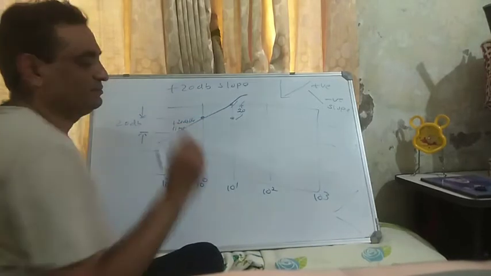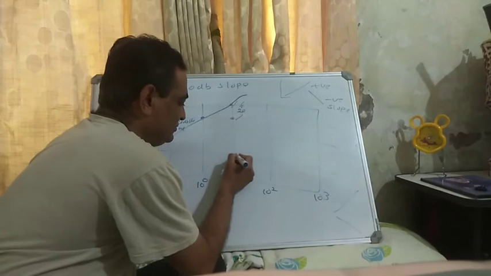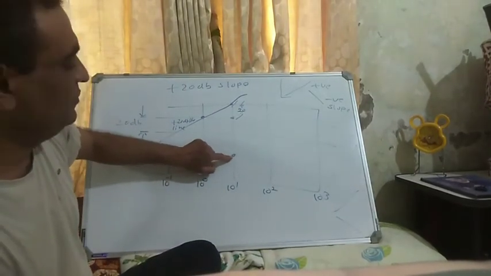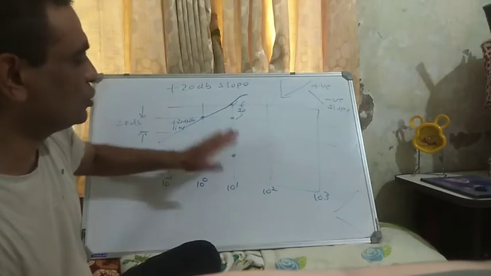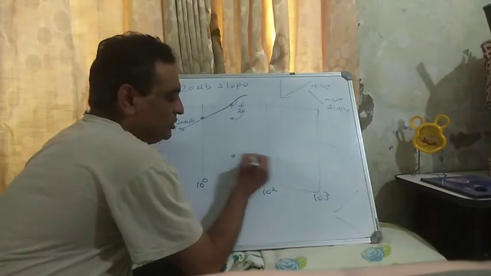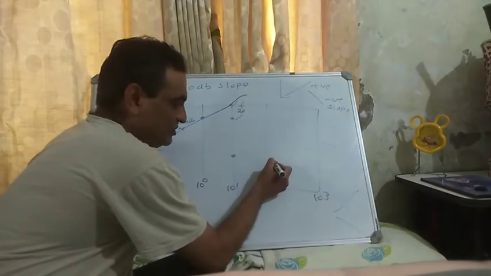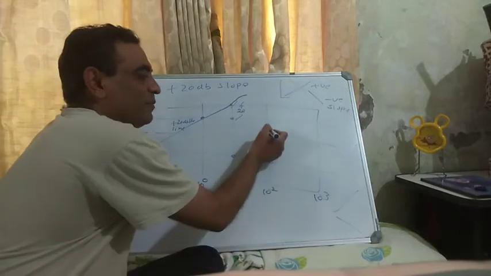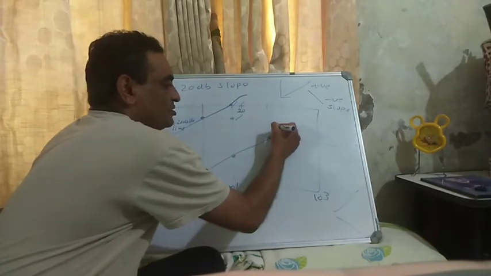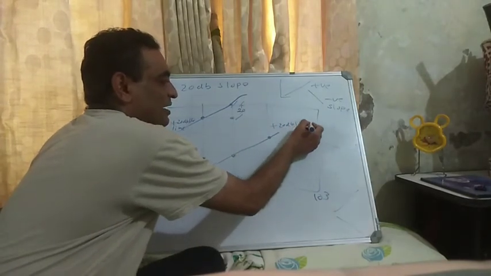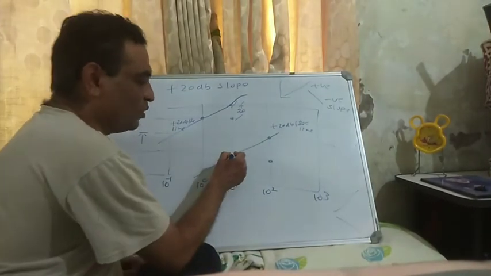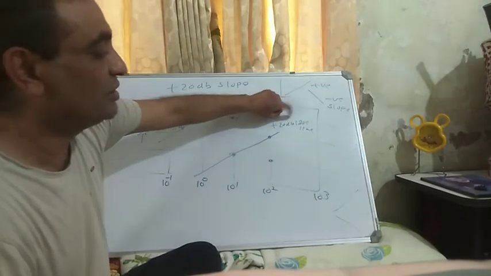Let's say I take this point. I want to mark a line passing through this point whose slope is plus 20 dB per decade. So what should I do? I should go from this point 1 decade ahead, and then plus 20 means up by this much. I will join these 2 points. This is a plus 20 dB per decade line. So this is the line passing through this point whose slope is plus 20 dB per decade.